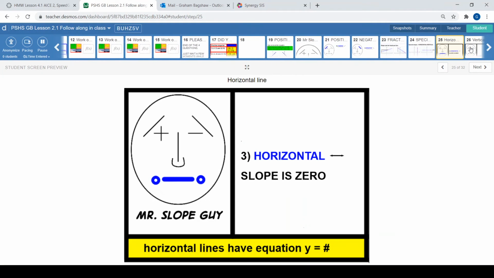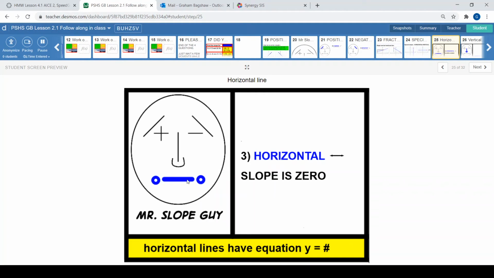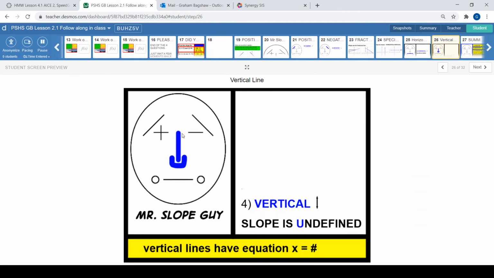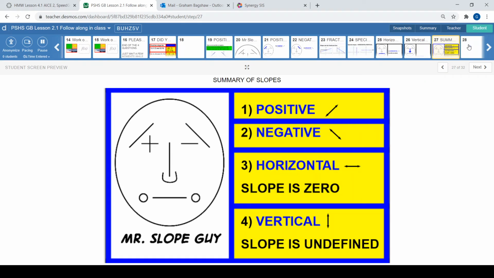And you can also see those on Mr. Slope Guy as well. So his mouth, the one that was a horizontal line, his dimples are actually representing the 0 here. And for the vertical line, which was his nose, we kind of have a letter U here, so that reminds you that it's undefined. Another trick that somebody helped me with once, they said undefined also is up and down, because it starts with a U and ends in a D, and this line certainly goes up and down. So that might be another way you can possibly remember that as well.